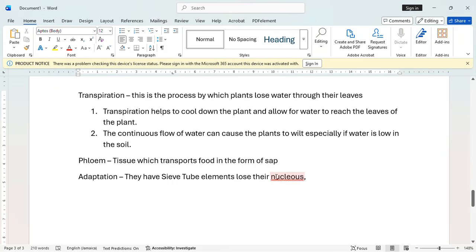They don't have any ribosomes. They don't have any mitochondria. Most of the organelles are absent within the sieve tube. Why? Anybody knows?